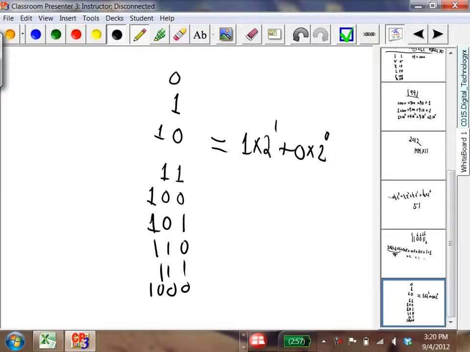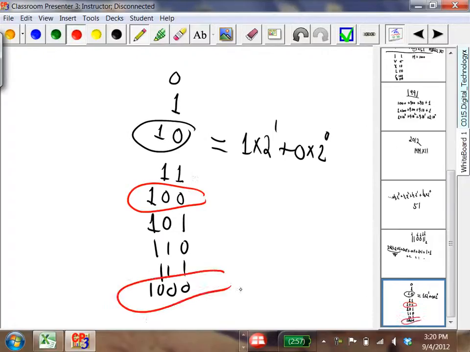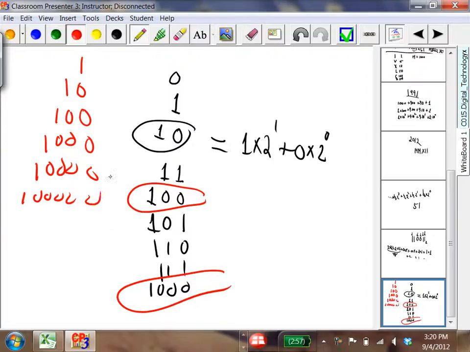Now, the powers of 2 are always just a 1 with zeros next to it. So this is 1. This is 2. This is 4. This is 8. This is 16. This is 32, right? Just like in the powers of 10: you have 10, 100, which is 10 squared, 1,000, 10,000, 100,000. So that's how we count in binary.